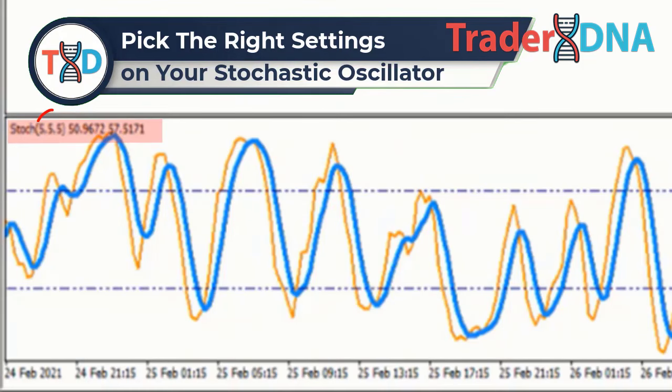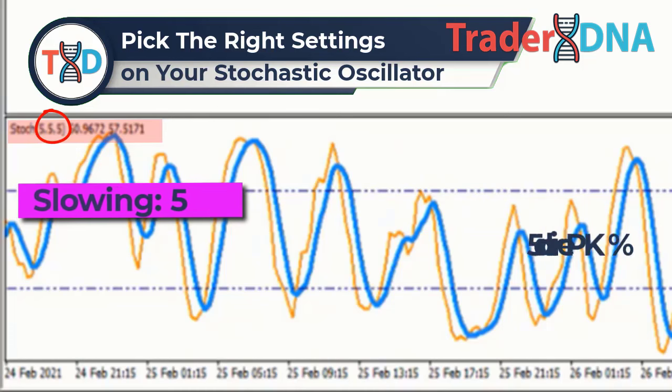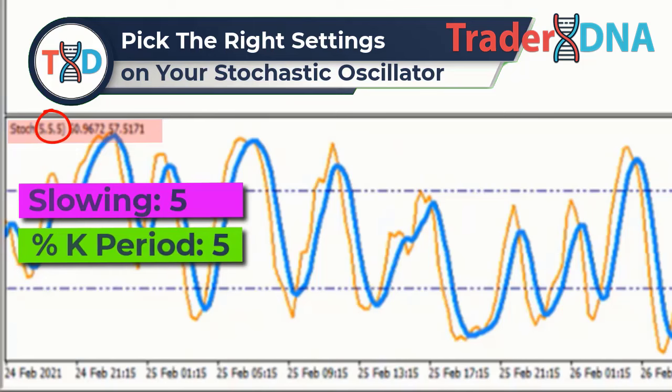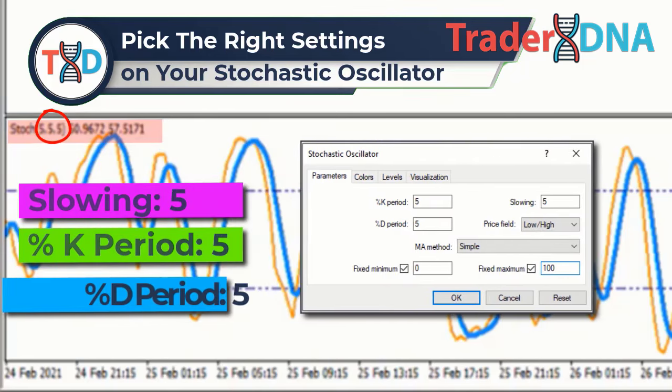Choose the most effective variables for your trading style by deciding how much noise you're willing to accept with the data. Understand that whatever you choose, the more experience you have with the indicator will improve your recognition of reliable signals. In this strategy, we use the stochastic with the following parameters. Slowing 5, K period 5, and %D period 5.